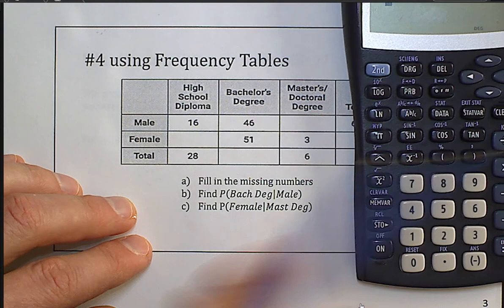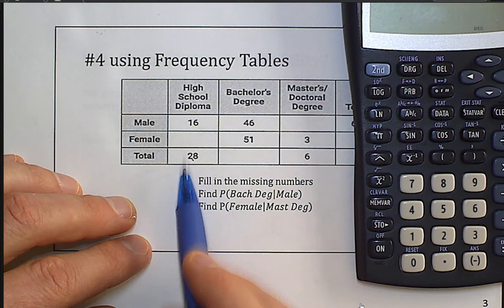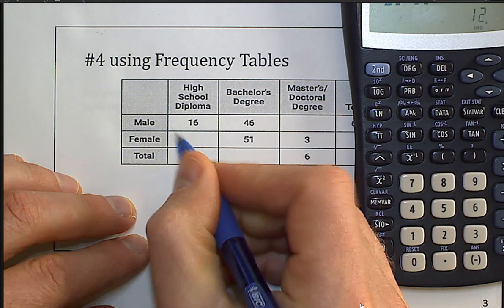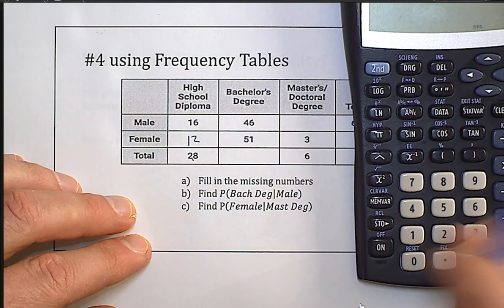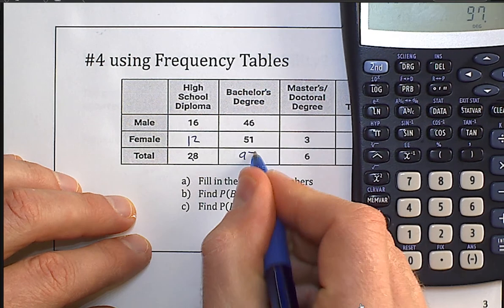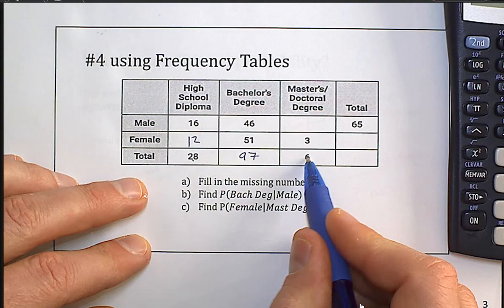Total's 28 if we're going by column here. 28 minus the 16 gives us the 12. Add these 46 plus 51. We're going to get 97. Let's see, total is 6, 3. That means this has to be 3.